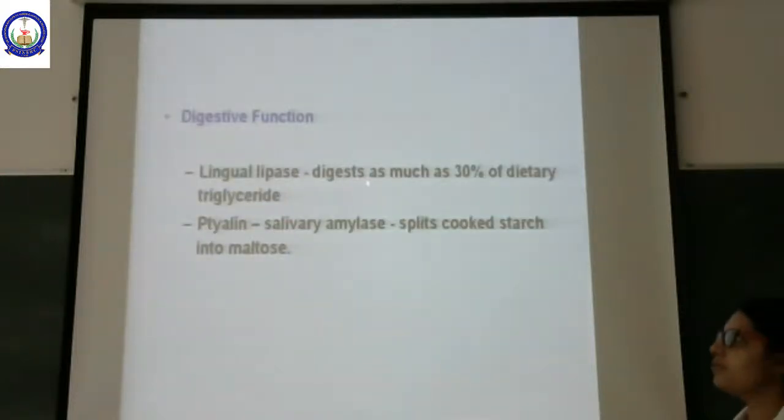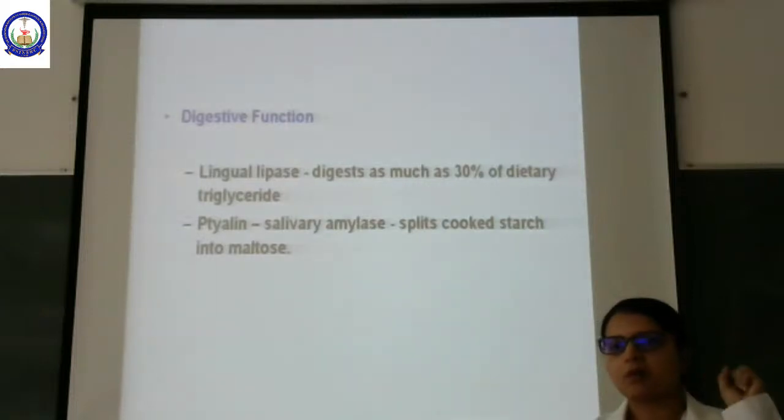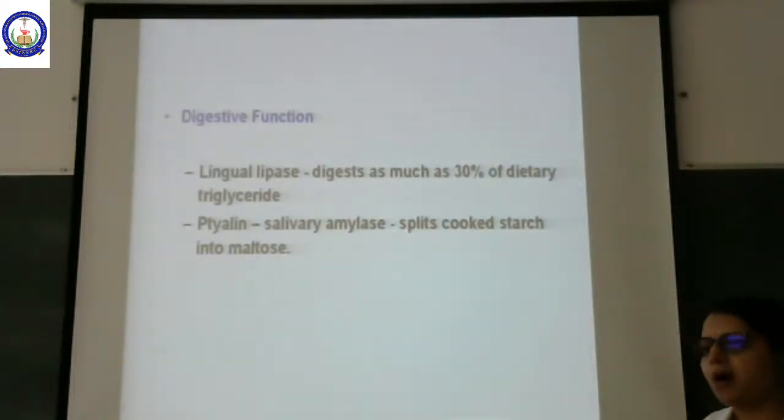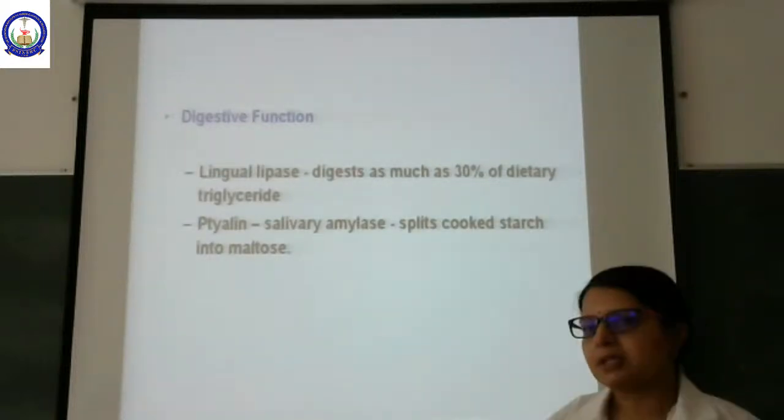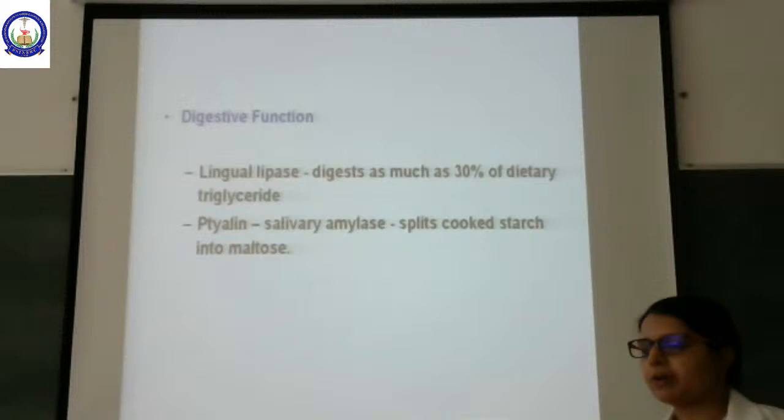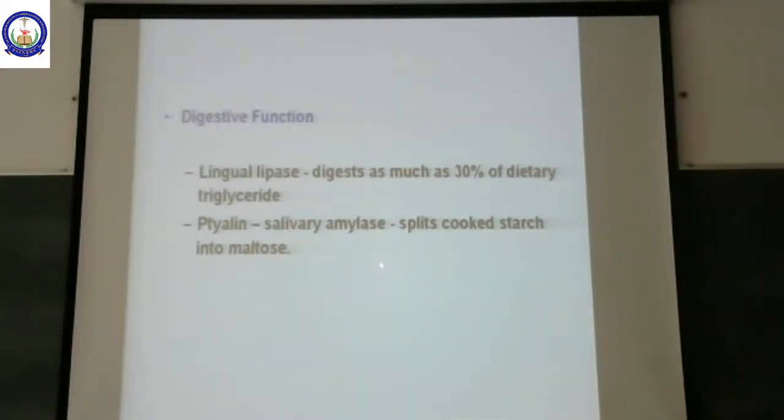Coming to the digestive function. Please recall the composition of salivary juice. In the organic substances, I have mentioned the presence of ptyalin and lingual lipase. So what does lingual lipase do? Lingual lipase digests as much as 30% of dietary triglyceride. Wherever you come across the enzyme lipase, it helps in the digestion of fat. Triglyceride is a fat. So it almost digests 30% of dietary triglycerides.